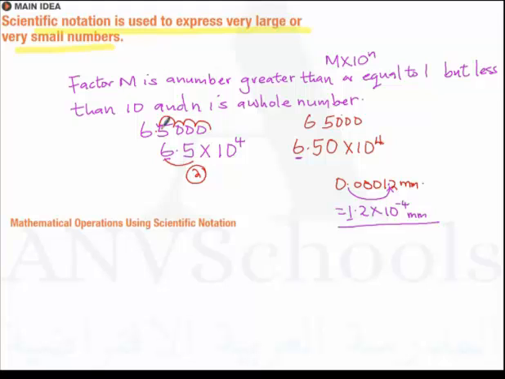So operations using scientific notation include stuff like, let's take an example here. First, we will start with addition and subtraction. These operations can be performed only if the values have the same exponent.